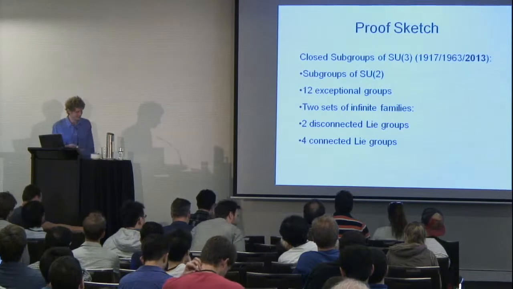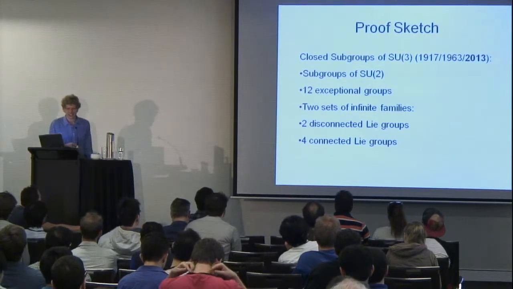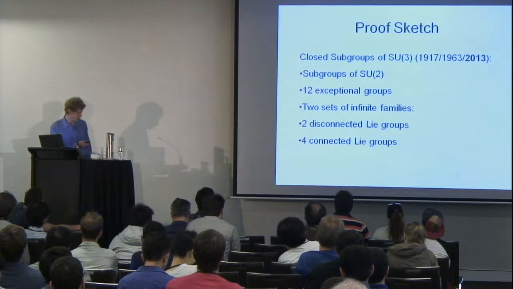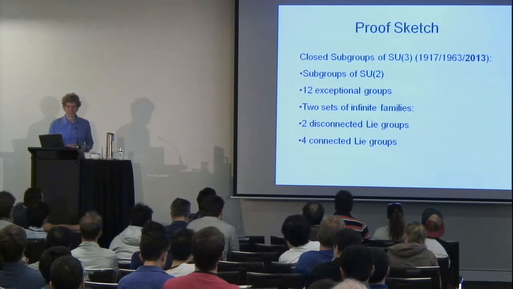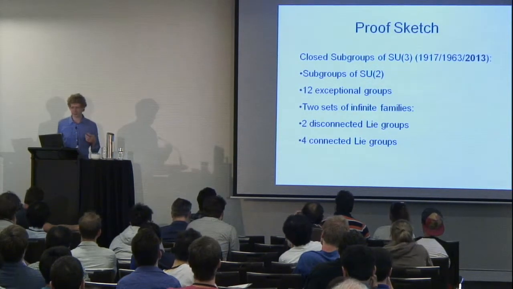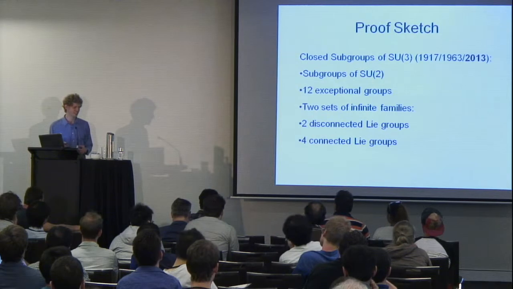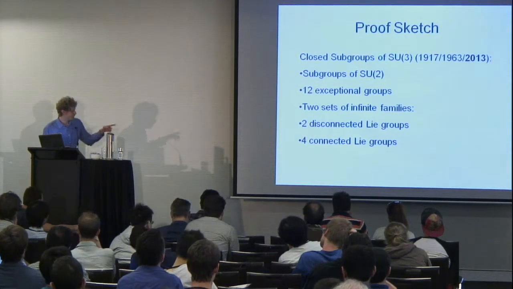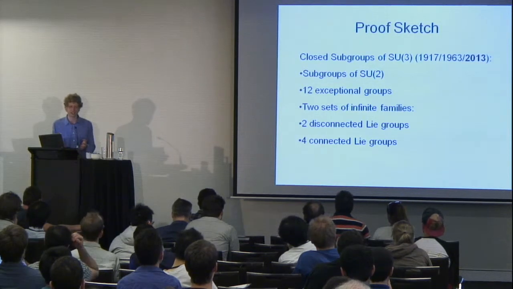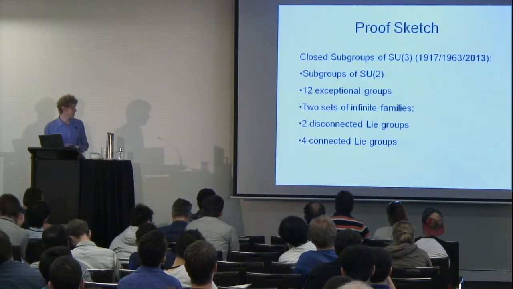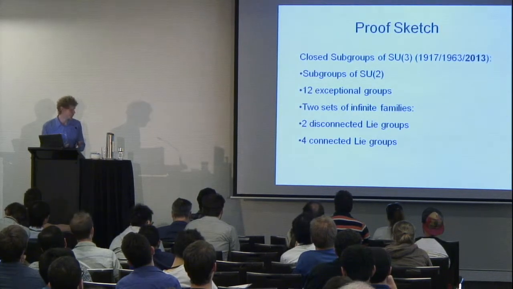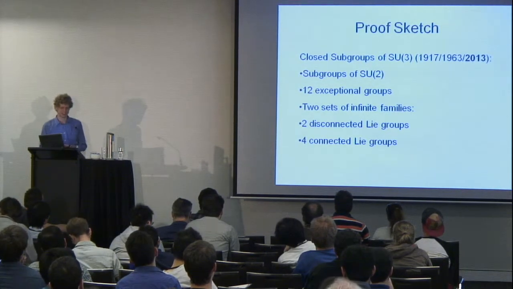So the subgroups of SU3 are the subgroups of SU2. Then there are 12 exceptional groups. These are kind of the analogs to the tetrahedral, octahedral and icosahedral subgroups of rotations. There are 2 sets of infinite families. These are kind of generalizations of the cyclic and dihedral subgroups of SO3 rotations. There are 2 disconnected Lie groups, like continuous groups, and there are 4 connected Lie groups.